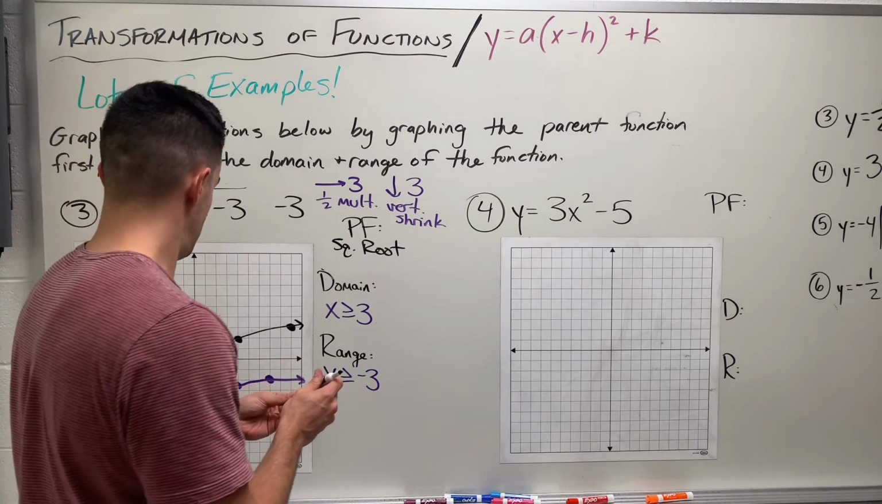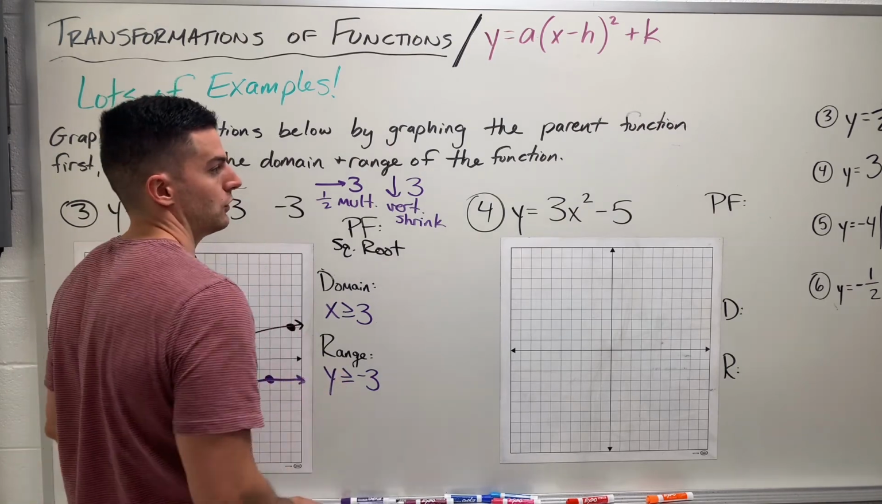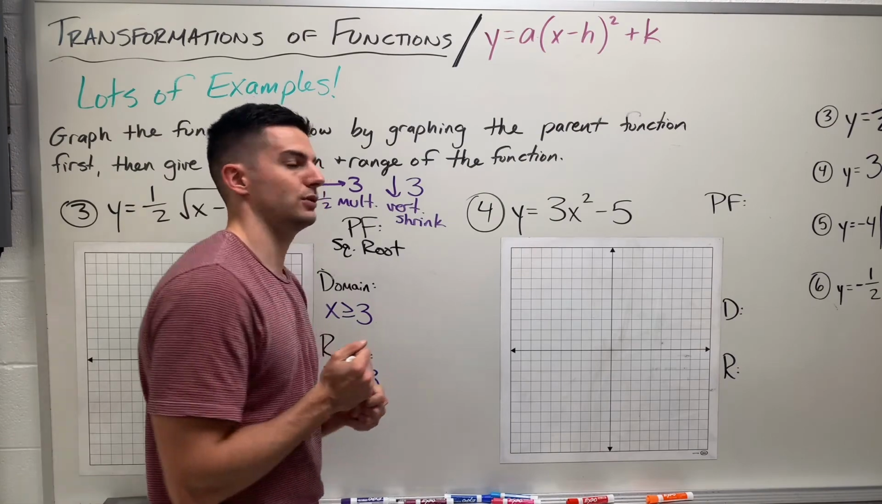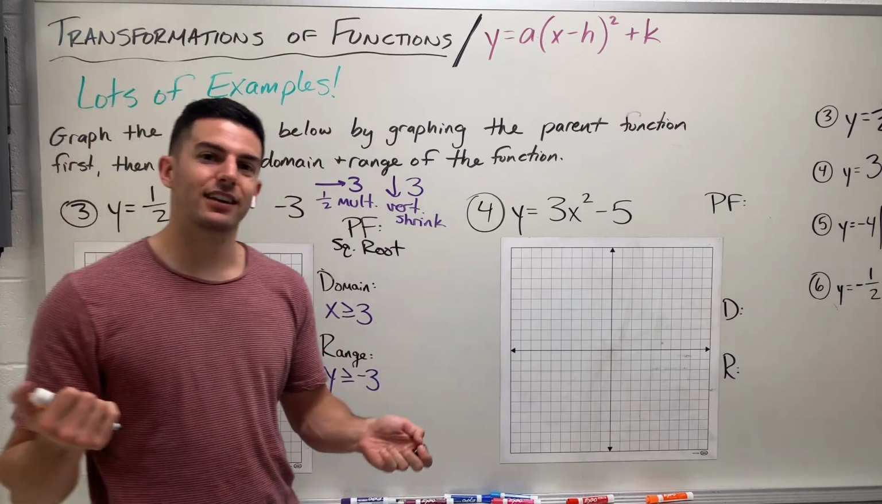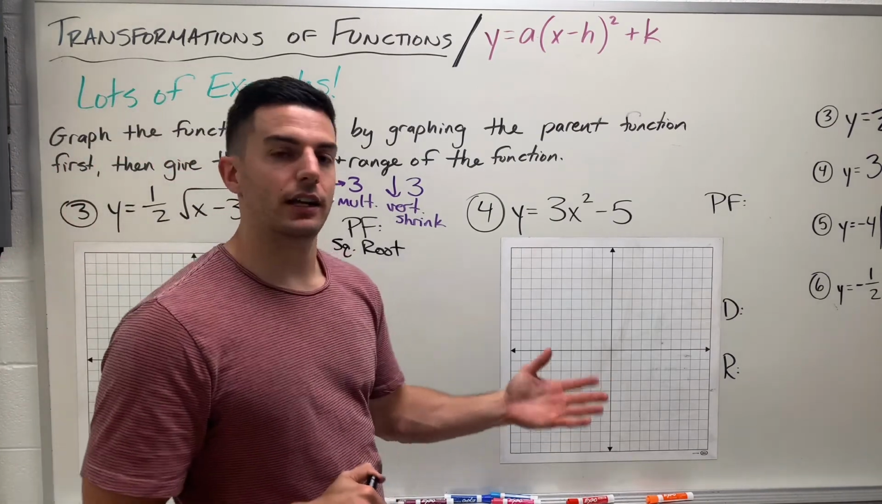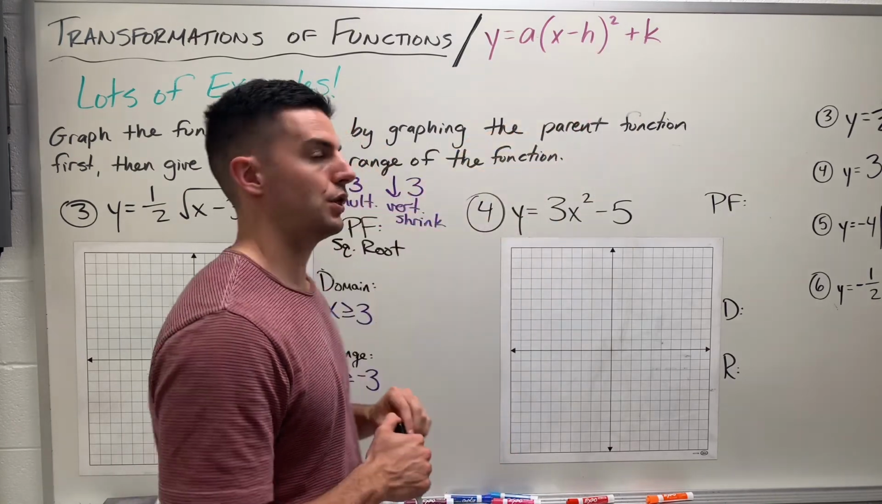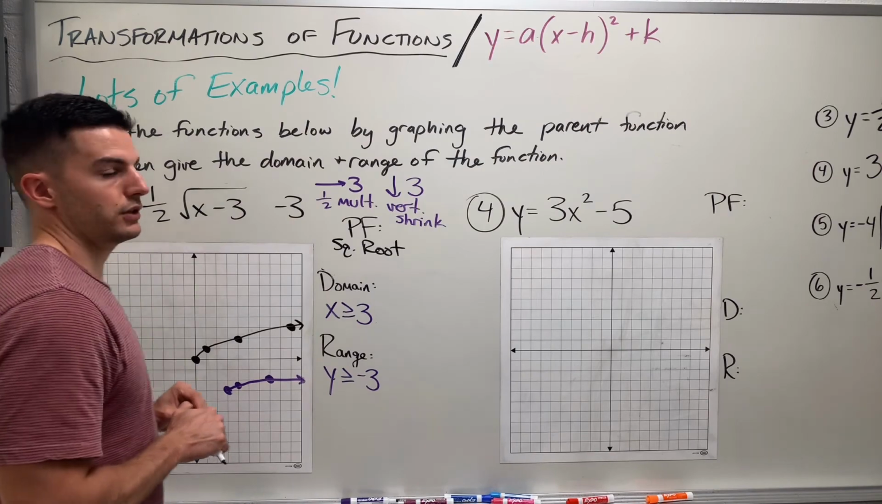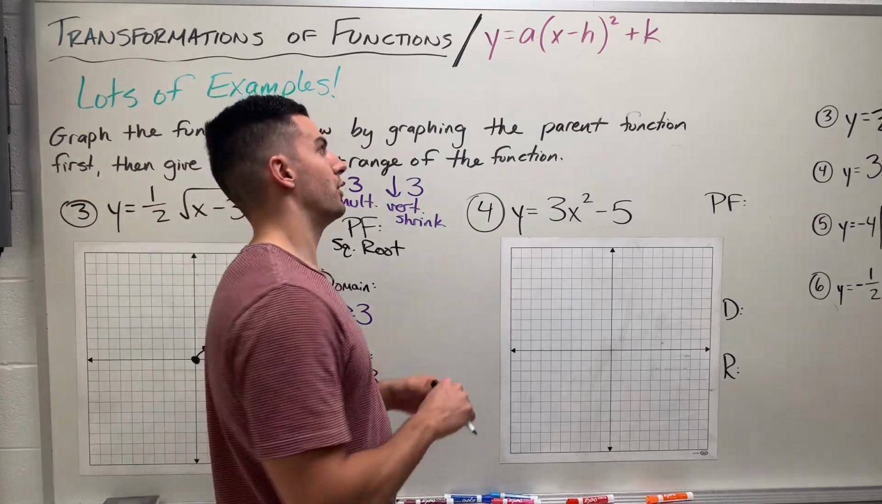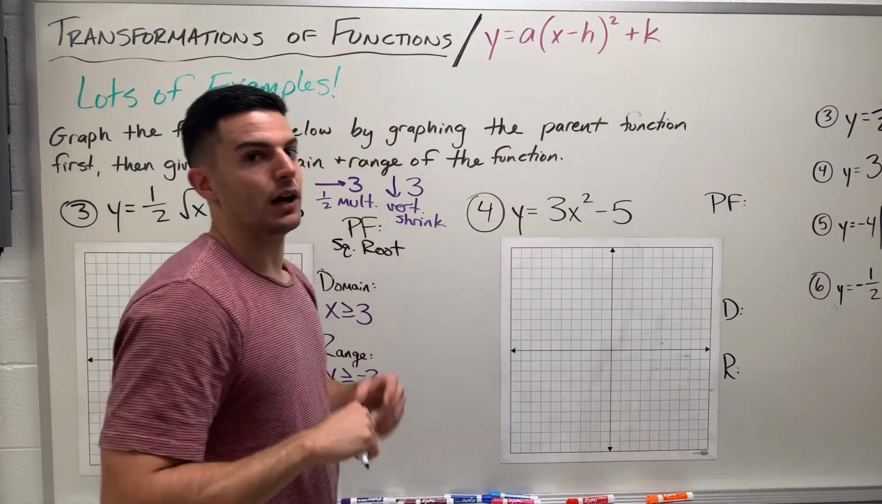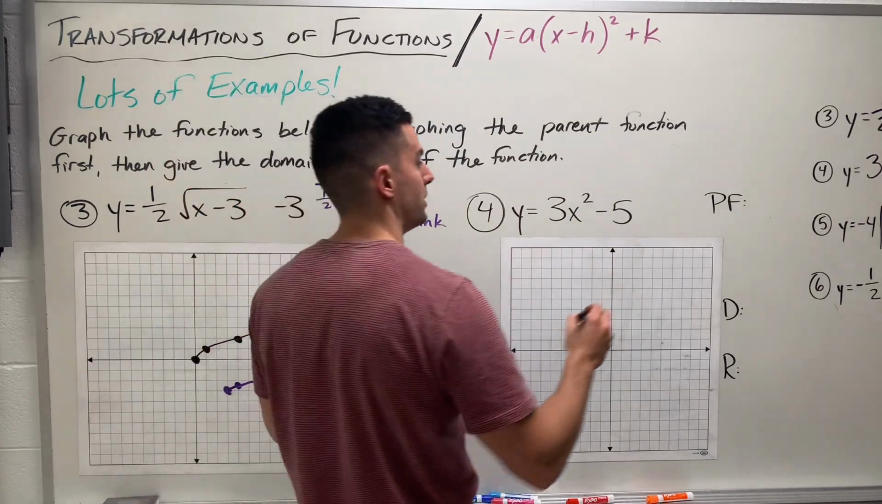Very good. Number 4, y equals 3x squared minus 5. Now this looks different, right? This looks different than the other ones we've graphed. So you might be saying, is that even a graph of a transformation? And it is. This just doesn't have an h value within this equation, so we're just going to have to skip that part. But it does have an a value and a k value, okay? So we do still graph this like a transformation.